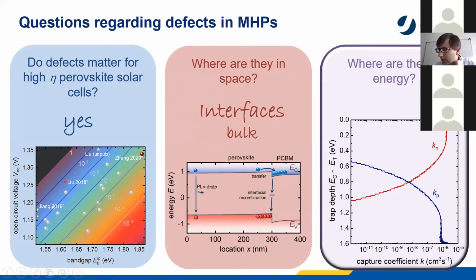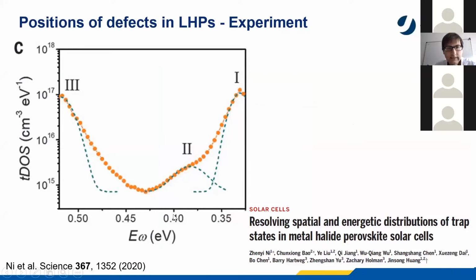Okay, the third question will be, where are they in energy? So are they very deep? Are they mid-gap defects, or are they rather shallow defects? And this is a very difficult question to answer. And the reason why it is difficult is that it is so difficult to measure defect densities as a function of the energy and energetic position of these defects.